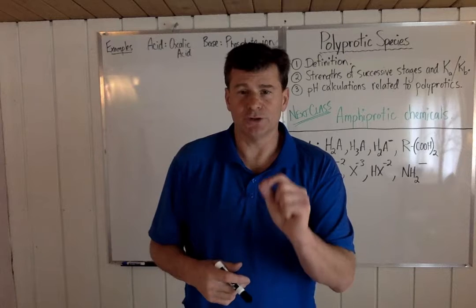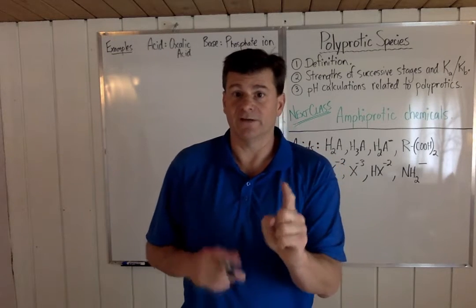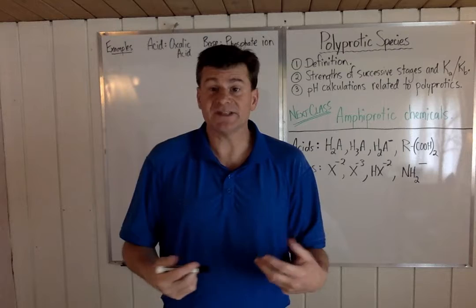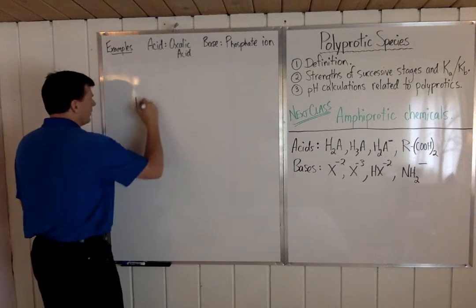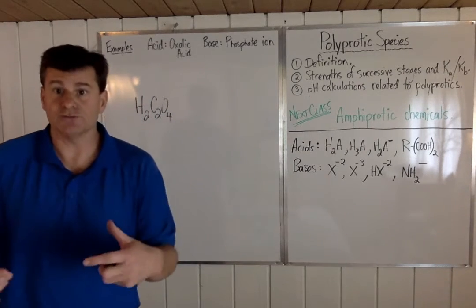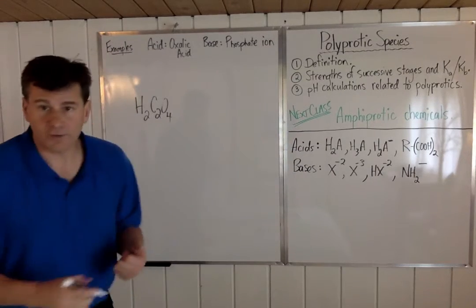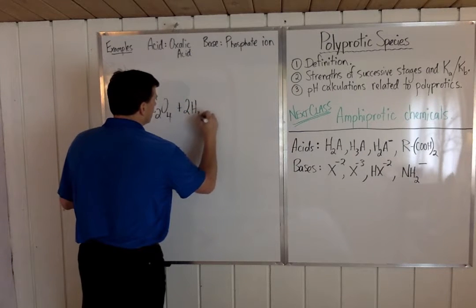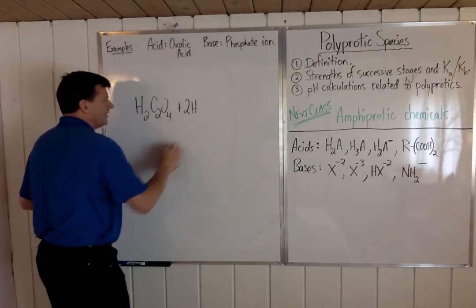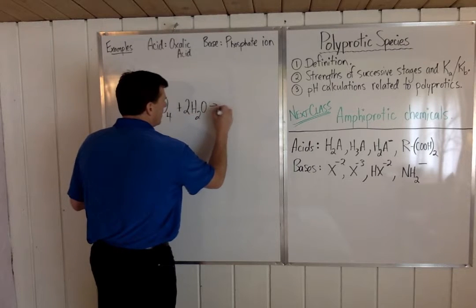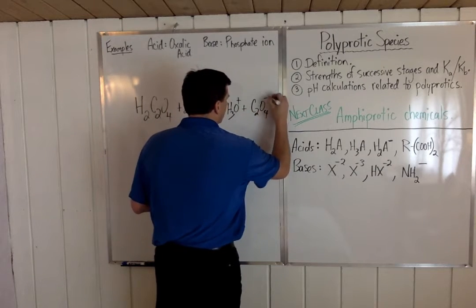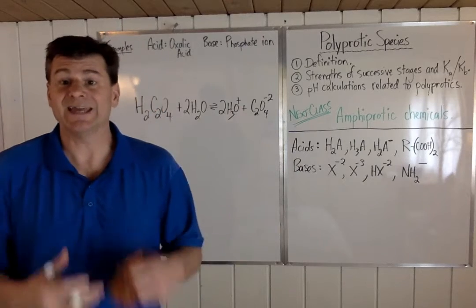So I'll give you an example. I will show you a mistake. I'm going to qualify that it's a mistake, so don't copy this down. I'm going to erase it right away. But this is what I've seen in the past, something like H2C2O4, oxalic acid. Students in the past have made the mistake of saying, well, it's got 2 H's. Therefore, it can react with 2 water molecules and form 2 hydroniums plus C2O4 -2. People will write that incorrectly.